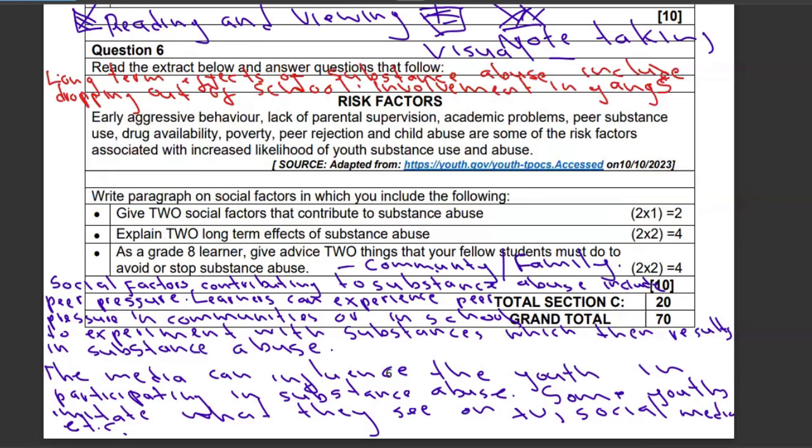or gangsterism, which may lead to criminal activities. Involvement in gangster activities leads to criminal activities. That is another factor. Then it can also result in health problems. Health problems can also be caused by substance abuse.